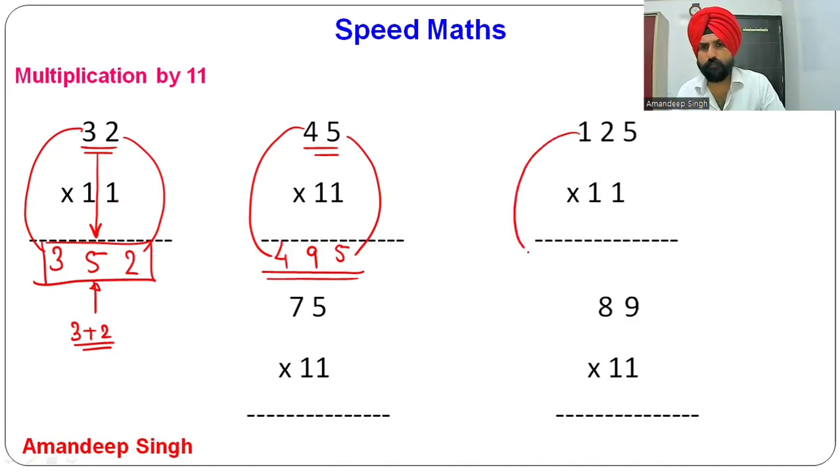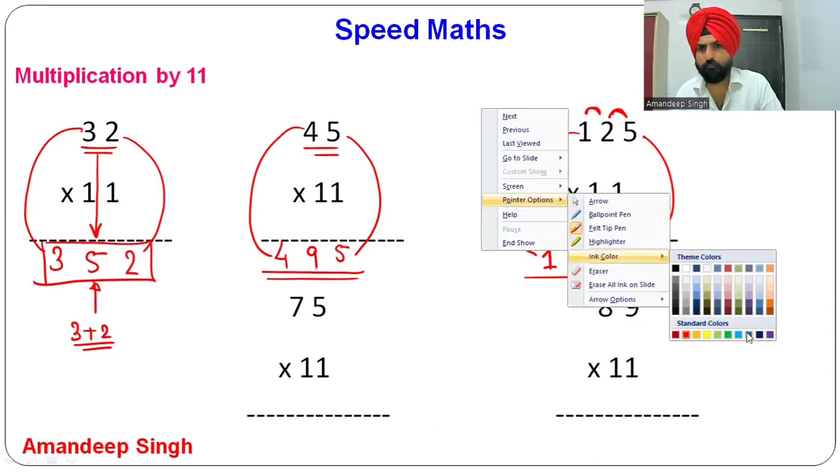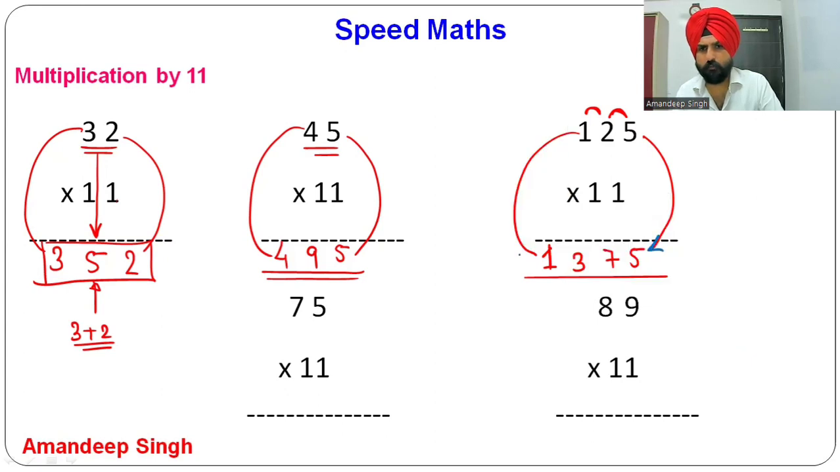For 125, what will we do? We'll write 1 here and 5 here. What is 2 plus 5? It is 7. What is 1 plus 2? It is 3. So we'll go in order and find the sum in pairs. Right? Again, look carefully at what I did here. I simply wrote 5 at the extreme right place and 1 at the leftmost extreme place. Then I simply added in pairs. What is 5 plus 2? It is 7. What is 2 plus 1? It is 3. So the answer has to be 1375.